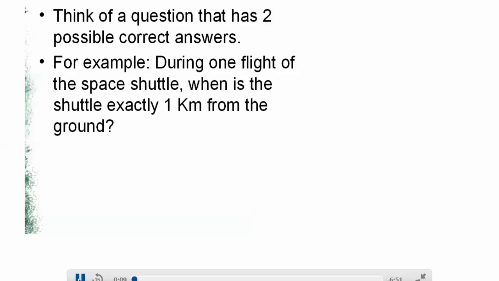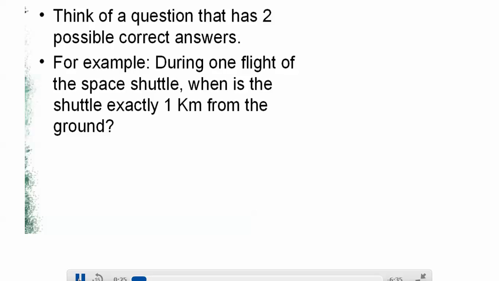So first off, we're starting to ease ourselves into solving quadratic equations. Think of a question that has two possible correct answers. I'll give you an example. During one flight of the space shuttle, when is the shuttle exactly 1 kilometer from the ground?